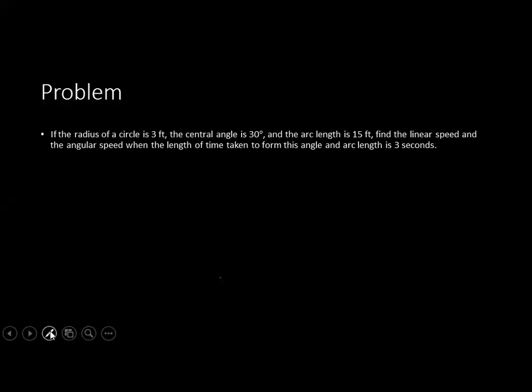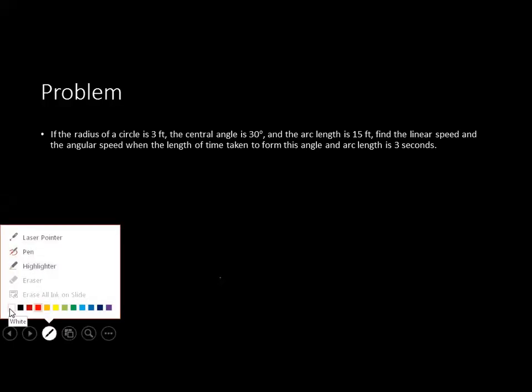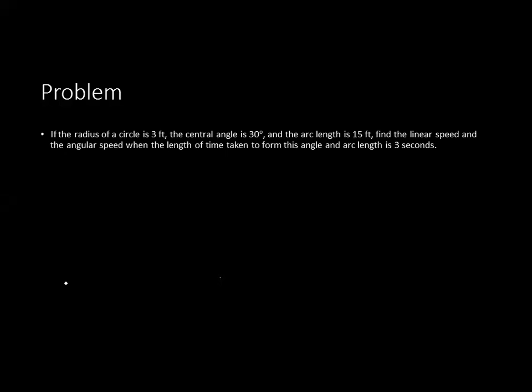If the radius of a circle is 3 feet, the central angle is 30 degrees, and the arc length is 15 feet, find the linear speed and the angular speed when the length of time taken to form this angle and arc length is 3 seconds. So we have two objectives: find the linear speed and the angular speed.